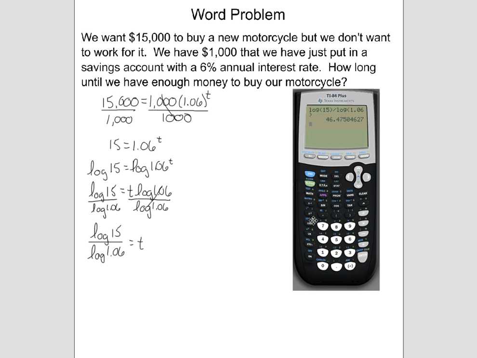Now, the log button is right here. Let me get us the highlighter here. The log button's right here beside the 7. So you'd press it, put in 15, close your parentheses, divided by, and press it again, 1.06, close it and press enter. And it tells us it's going to take us 46.475 years, or about 47 years. Well, it's going to be in the 46th year. So if it's only once per year, it's going to be after 47 years. That's how much time it's going to take us to get this motorcycle if we don't do anything.